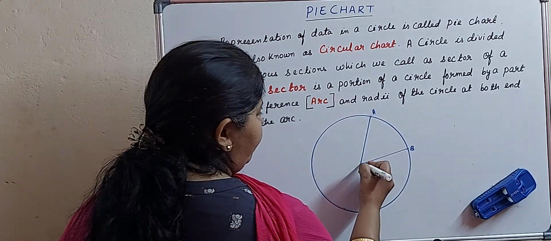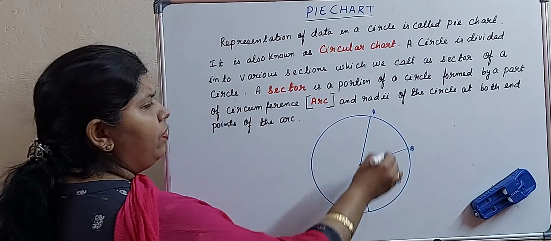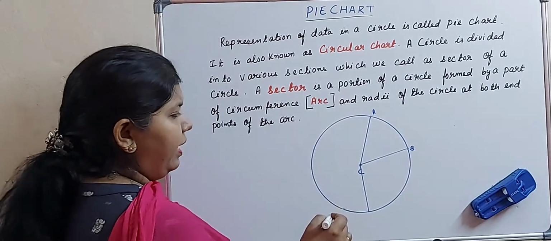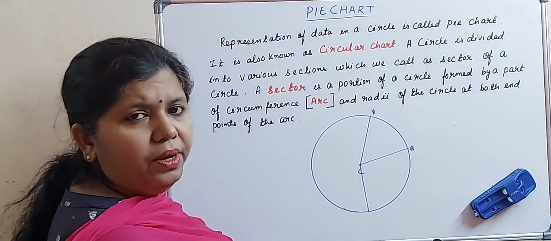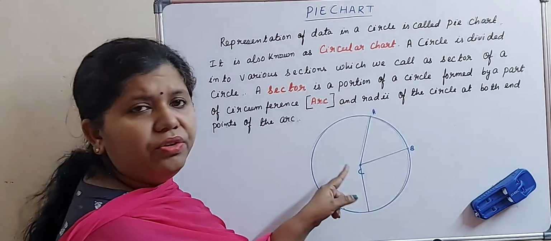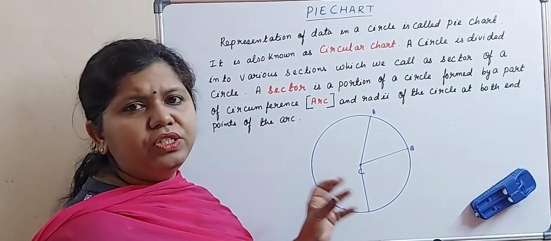Whenever you move 360 degrees from a fixed point, you will form a circle. If I talk about the angle at the point C, the complete angle at the point C will be 360 degrees. Now each sector will occupy a certain measure of angle.